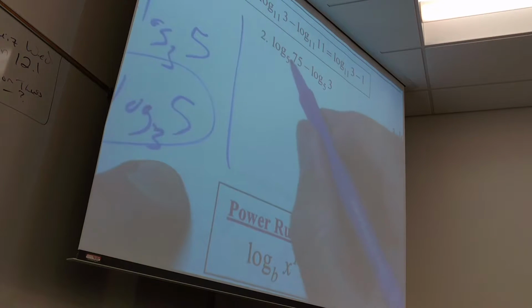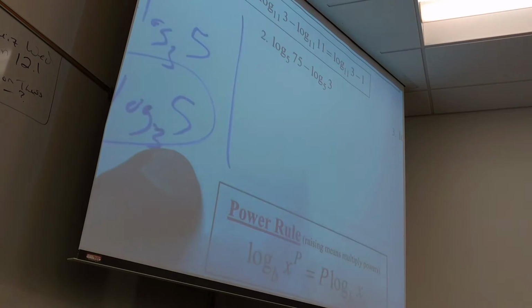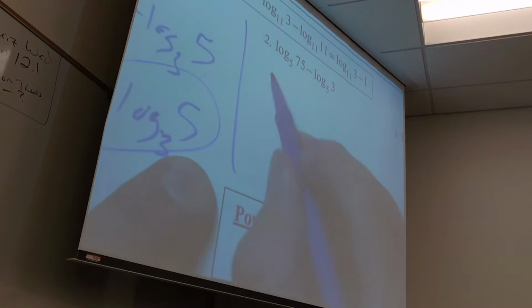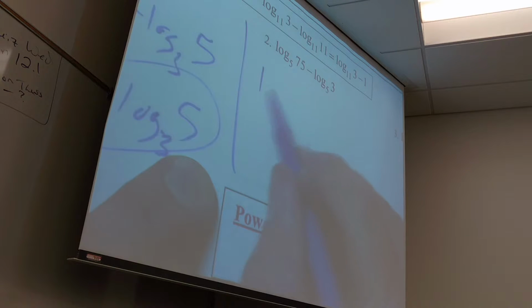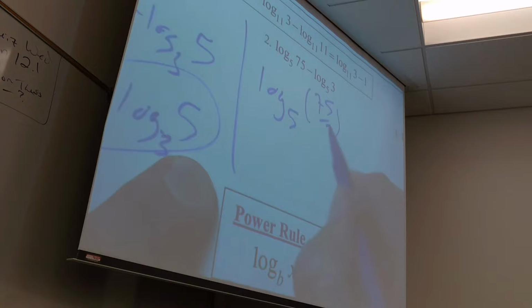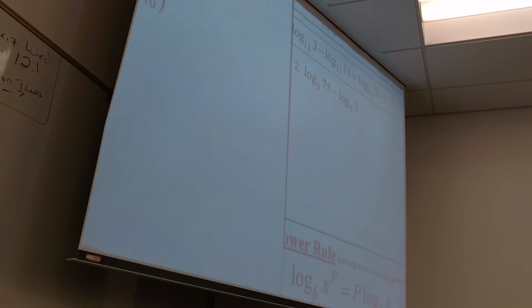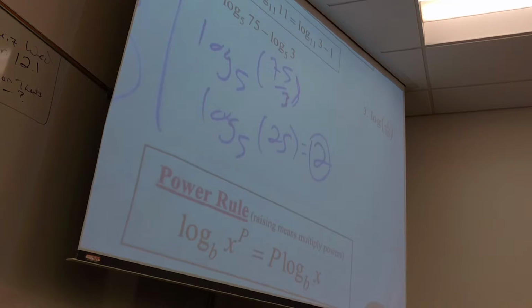Now here, all right, let me do this one 2 different ways, since somebody brought up that question. Let me do this the way that this rule says to do it. What would be the first step here? Log base 5 of 75 divided by 3. 75 divided by 3 is 25. And log base 5 of 25 is 2, because 5 squared is 25. So, let me address the question somebody had. Everybody cool with that? That is a beautiful way to do that.